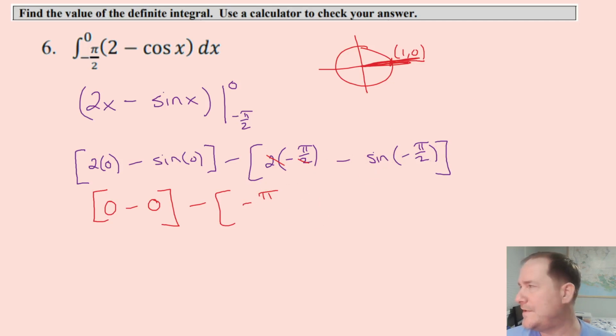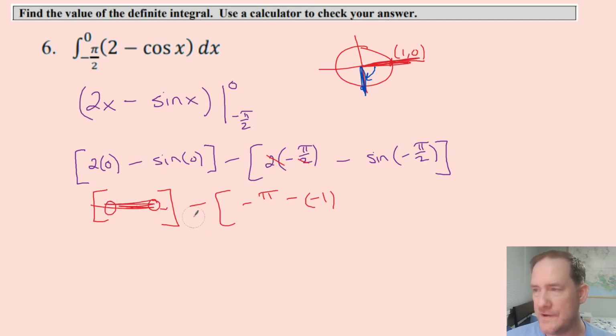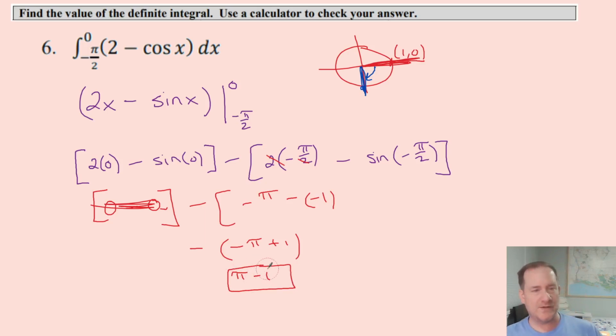Then what's happening down here at -pi/2? Well, that's rotating us this way, so we're here. So our y value is -1. So this will be -pi minus -1. This is all 0. That's gone. So I now have -pi plus 1. Distribute the negative, and that's a positive pi minus 1. And that's probably how your final answer should stand, pi minus 1.